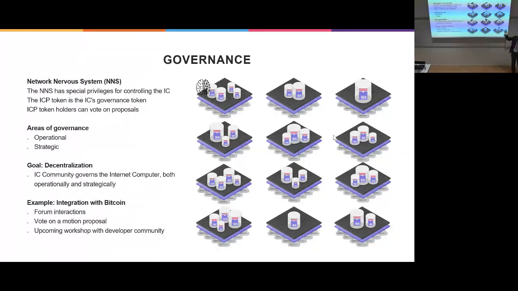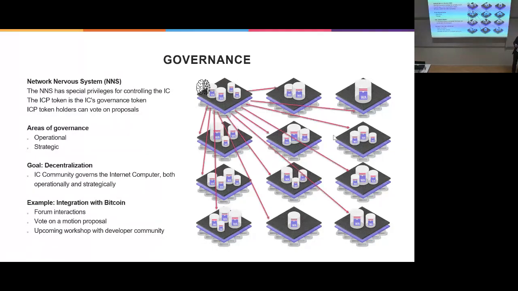There is a more operational area of governance. The NNS controls all the subnets. For example, it decides which node gets added to which subnet, it can remove nodes from subnets, and it can update the replicas. All of those things are controlled by the NNS.